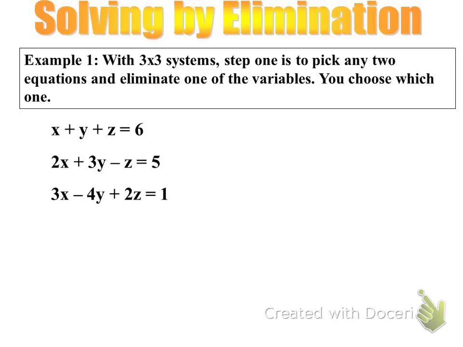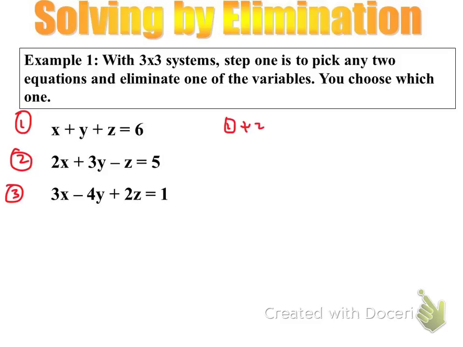What I encourage you guys to do is when you write these down, number the equations so we know what we're dealing with, so we can talk about them. Equation 1, equation 2, equation 3. So what I would do first here is look for a variable that's really easy to eliminate. The z is really easy to eliminate if I add equation 1 and equation 2. Right? So let's add equation 1 and equation 2 and see what we get.